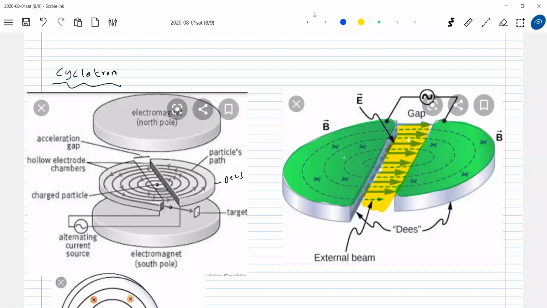Now come to this. This electromagnet should be seen to produce the field only in these semicircular regions. It should not produce any field in the gap. It should be designed that way. Next, what about the gap? In the gap, which field will exist? Only the electric field. What is its duty? It should accelerate the charged particle.